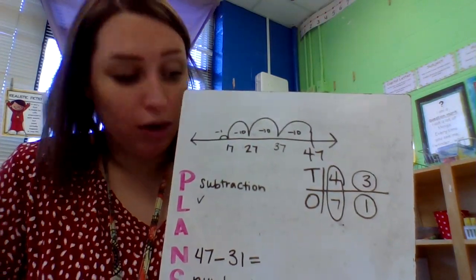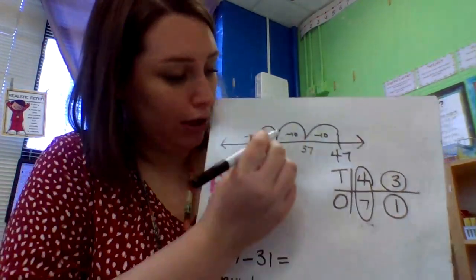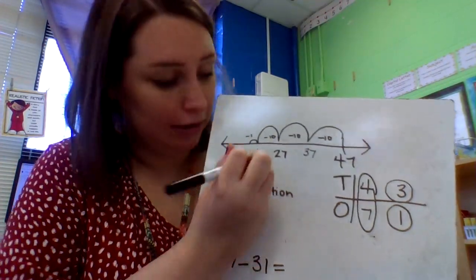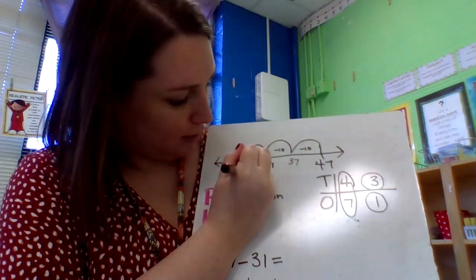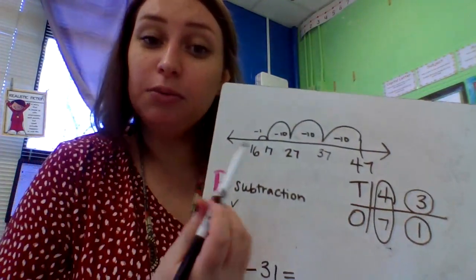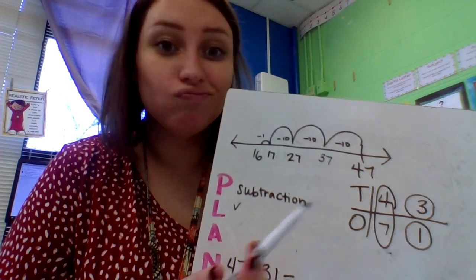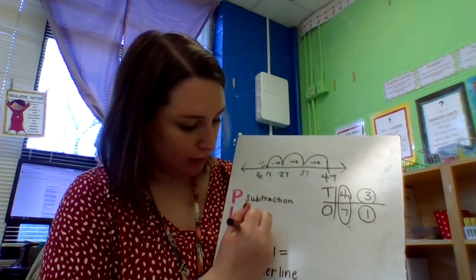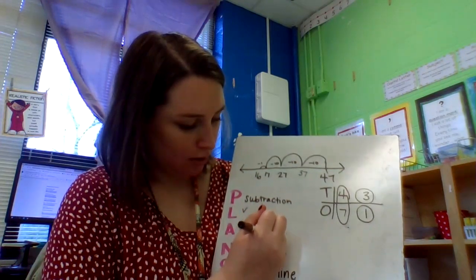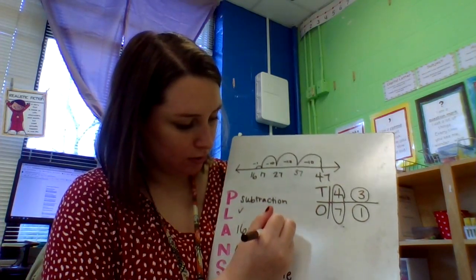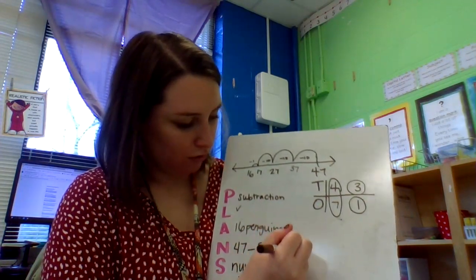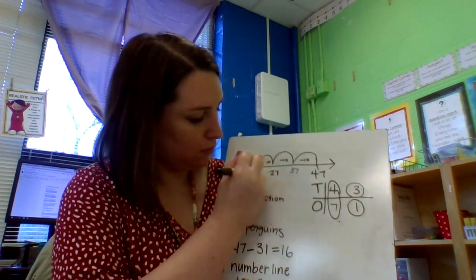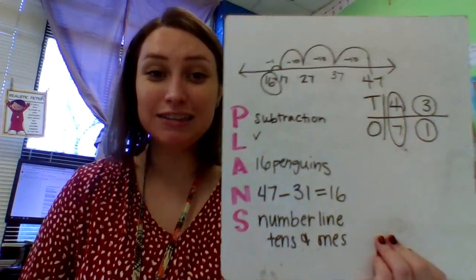Now I'm out of tens to subtract. I'm subtracting ones now. 17 minus 1 would be 16. Do I have any more numbers to subtract? No. So my final answer is 16 penguins. And I'll fill it in here too. My final answer is 16.